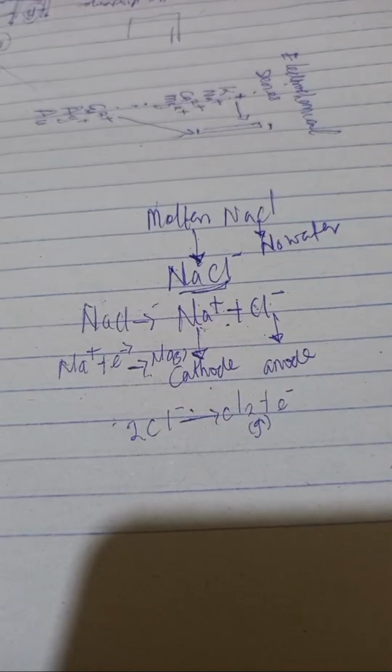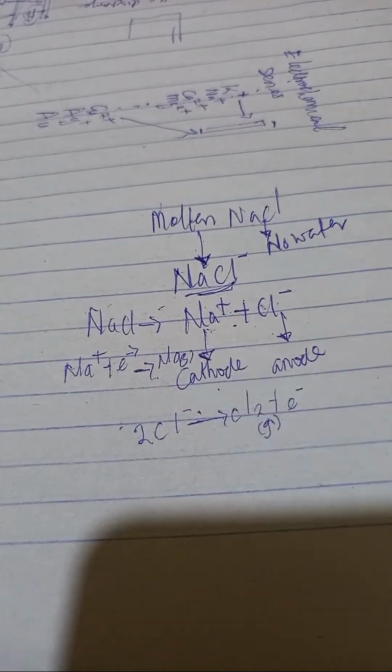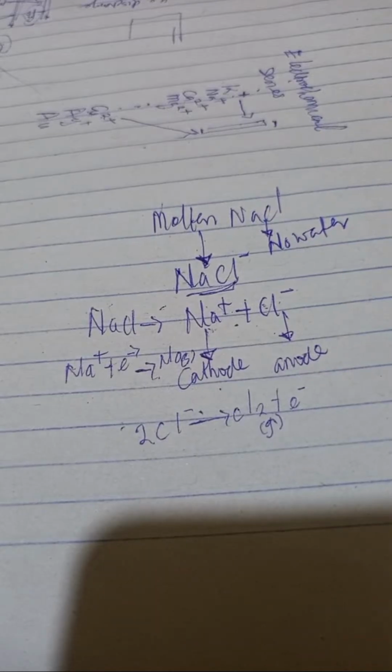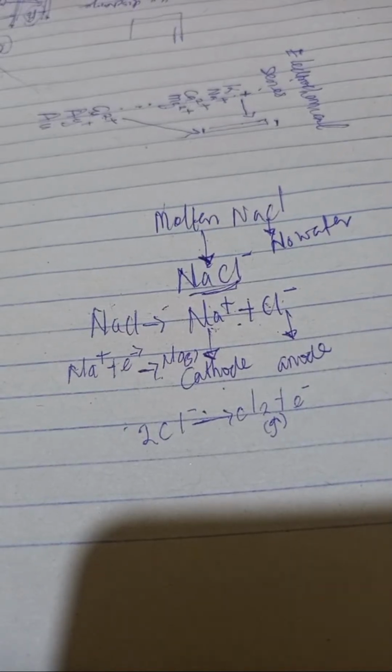So this thing is very important too. This one here is oxidation. This one is reduction. Why? Because at the cathode, you have what is called reduction, and at the anode, you have what is called oxidation. So I hope you understand what I've taught you.